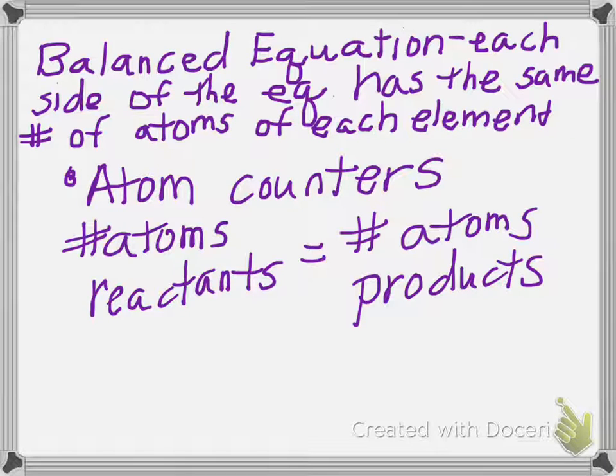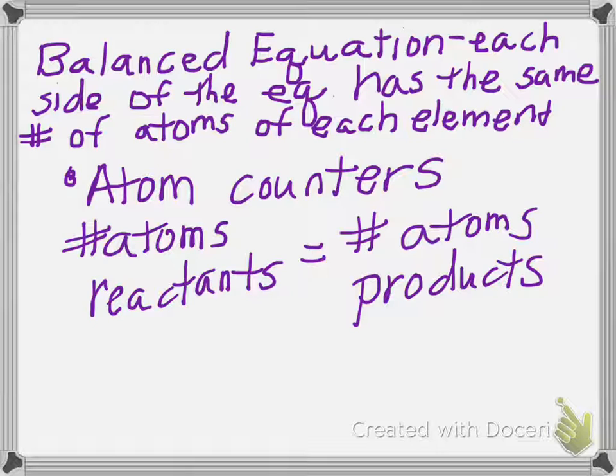So again, our goal is to have this balanced equation. In our balanced equation, each side of the equation has the same number of atoms of each element. Remember, I told you when we talked about the law of conservation of mass that you would become atom counters. You're going to be counting to see that the number of atoms of your reactants equals the number of atoms of your products.